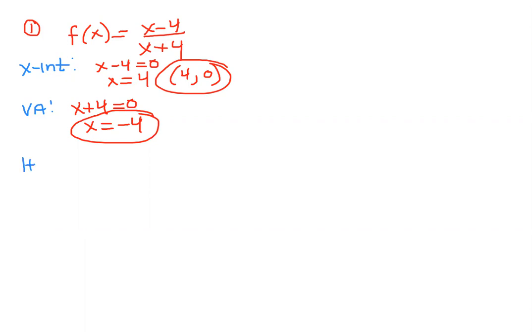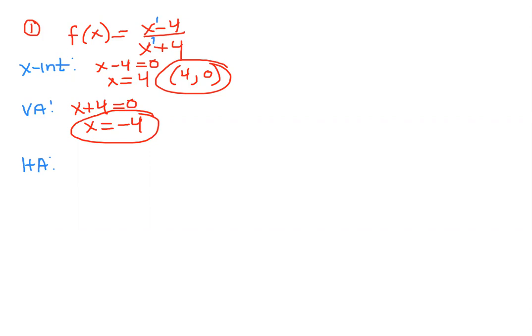Okay, what is the degree of the numerator? 1, because the exponent of that x is 1. What is the degree of the denominator? 1, because the exponent is 1. So the degree of p equals the degree of q.